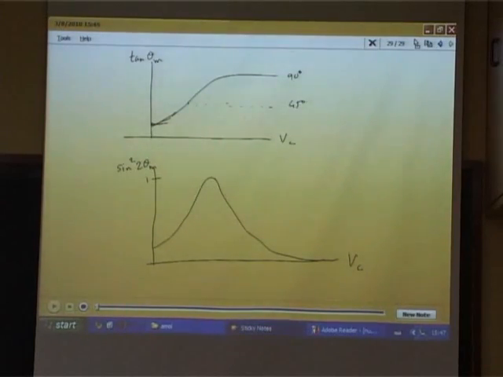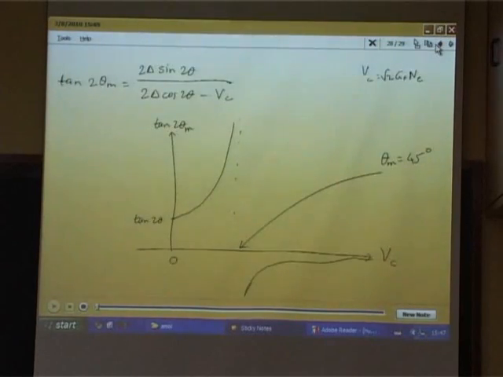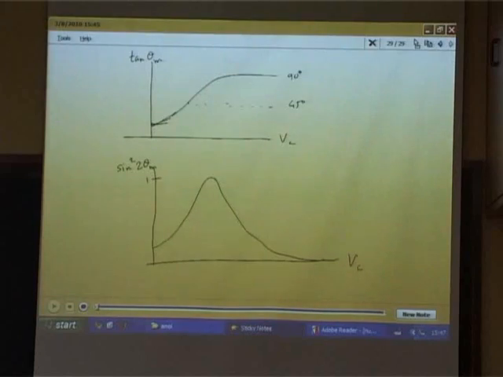So look at these angles in these 3 different ways. If you look at it in terms of tan 2 theta m, that goes up. If you look at it in terms of sine square 2 theta m, it reaches a maximum, and tan theta m reaches some kind of an inflection point. What's crucial is that at some point, this theta m is just maximum.